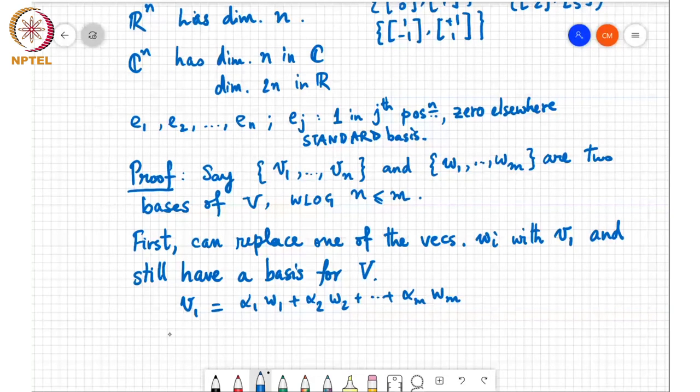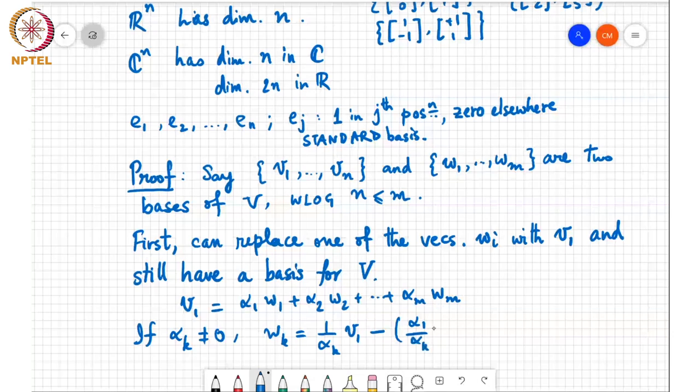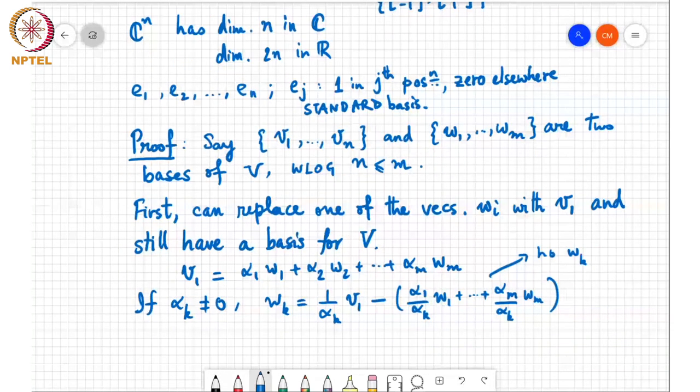So if alpha k is one of the guys who is not zero, then Wk can be written as 1 over alpha k times V1 minus all the other vectors. So in this series, there is no Wk. I've skipped Wk and all the other terms are here. So I'm just rewriting this first equation here. Okay, so basically what this gives us is that this is just a linear combination of all the other W's. So I can replace Wk by V1 and still have a basis for this vector space V.